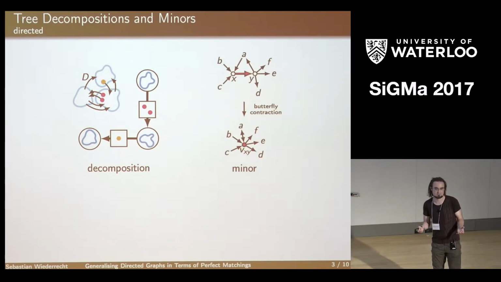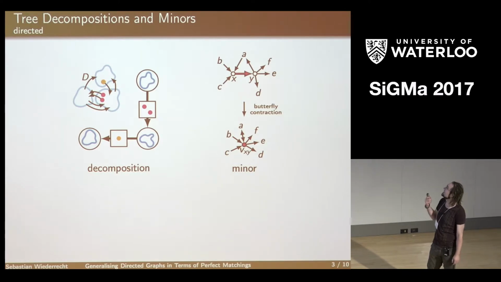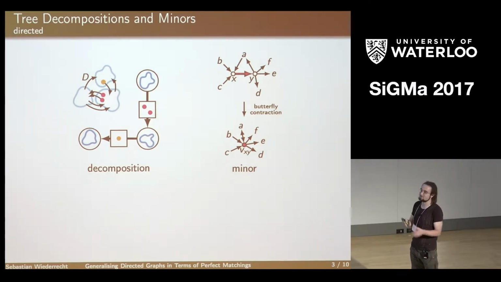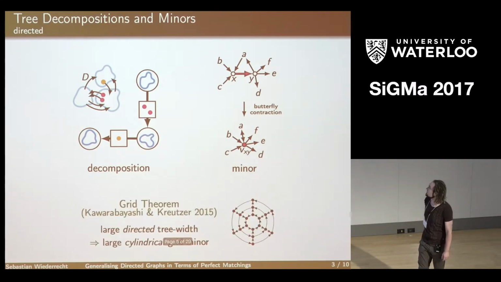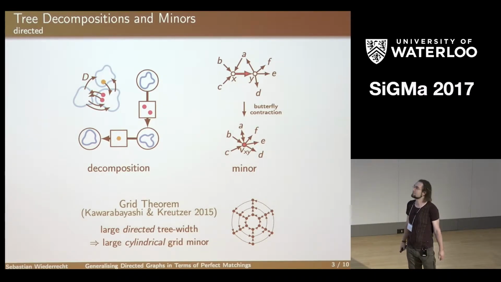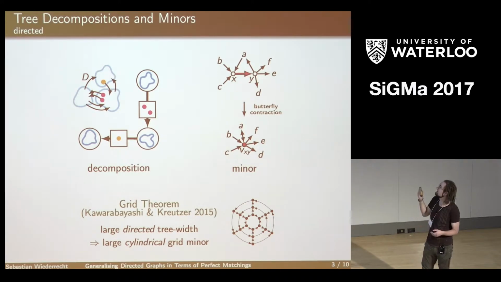There are several different notions, and what we use is the butterfly minor. So now we are only allowed to contract directed edges such that these are the only incoming edge of their head or the only outgoing edge of their tail, which is done in order to prevent new paths that haven't been there before from coming into existence. And recently, we have gotten a grid theorem here as well. So now we know that if we have large directed tree width, we can find, as a butterfly minor, a large cylindrical directed grid.